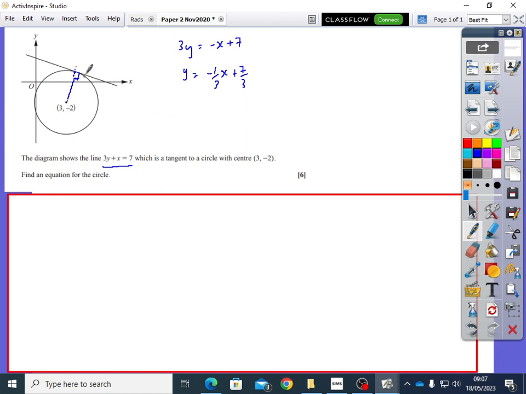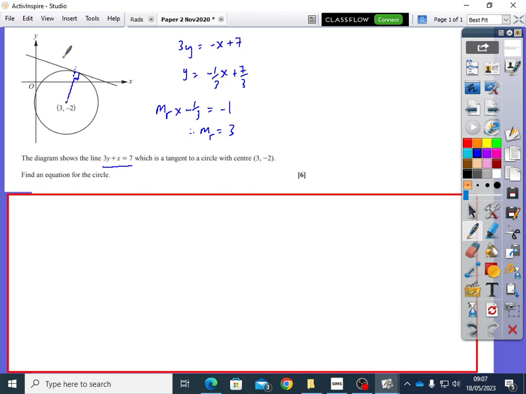So I know that because they're perpendicular, the gradient of the radius times the gradient of this perpendicular line is going to equal minus 1. Therefore, the gradient of my radius is going to be 3. Another way is just to get the reciprocal and negate it. So I know that this is the equation of this line now, and I know that it goes through (3, -2).